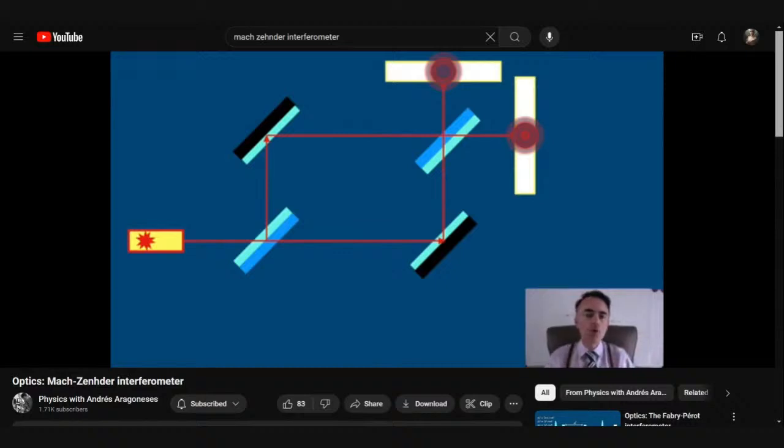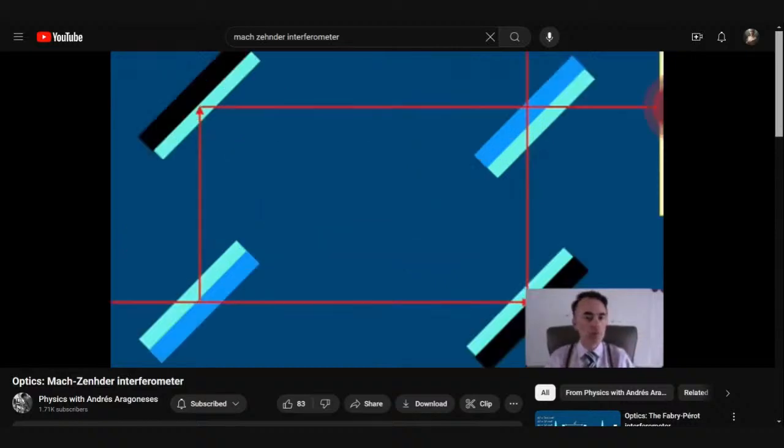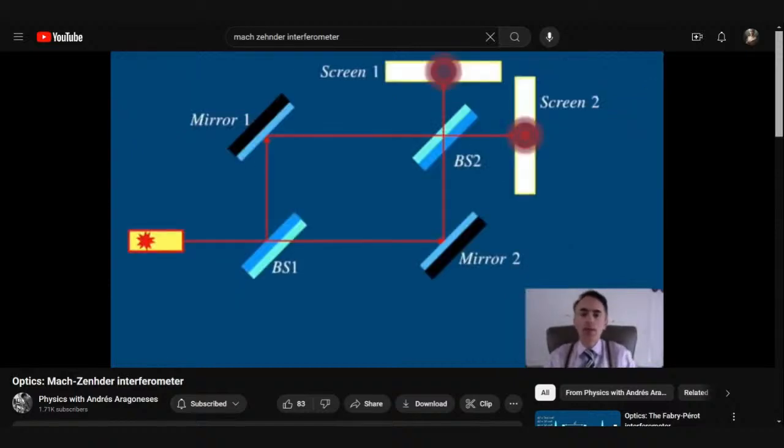Light following both paths goes through two full beam splitters, independently of which screen it'll end up hitting.